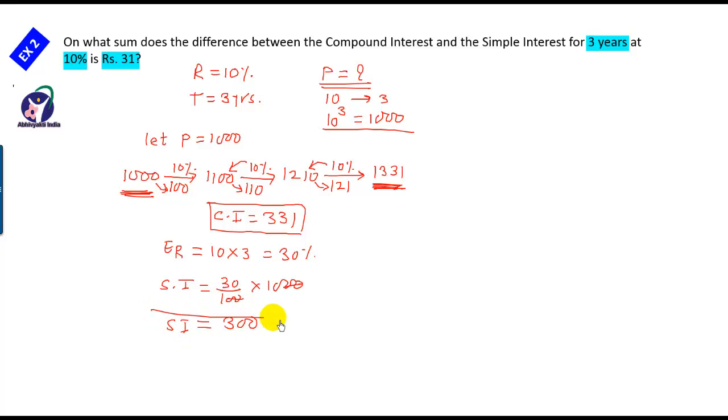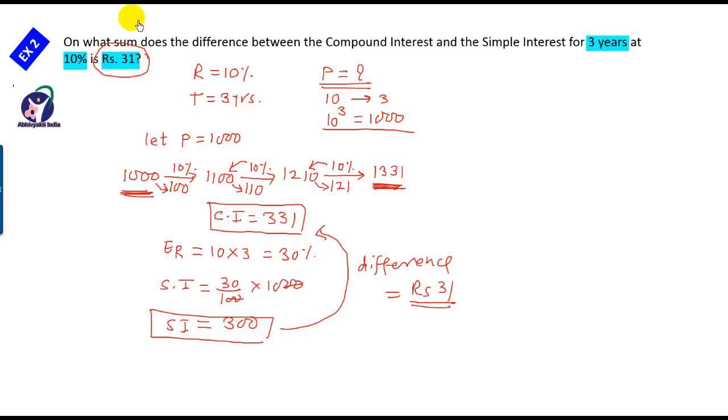So simple interest is rupees 300 and compound interest is rupees 331, and so the difference is rupees 31, and it is given that the difference is 31. So what should be the sum? When we are getting the difference as 31, we are taking the sum as rupees 1000, and therefore the sum is equal to 1000 rupees.